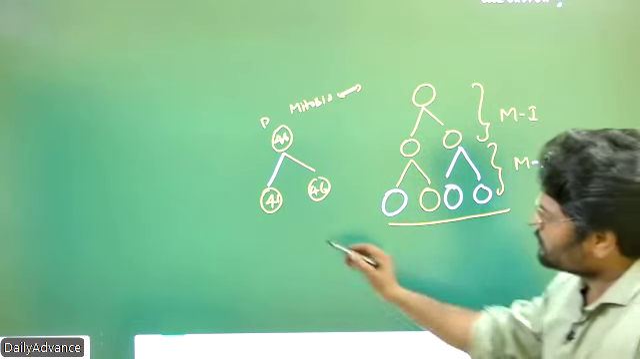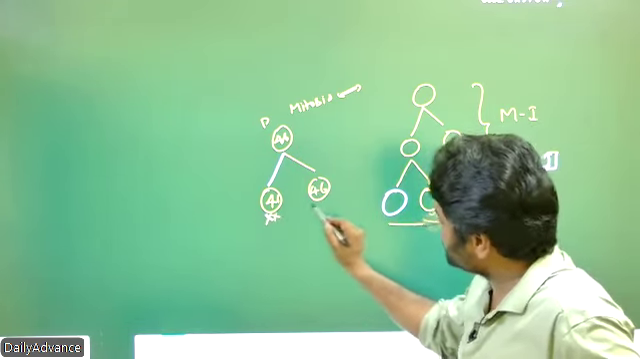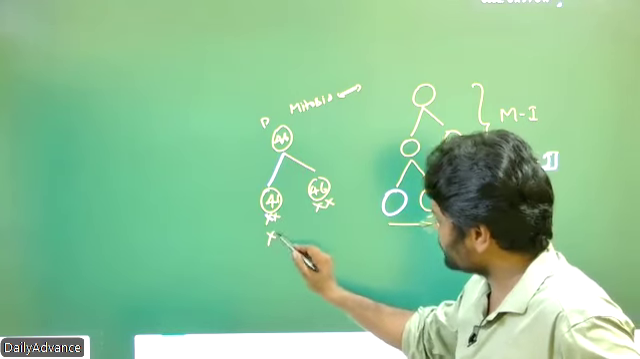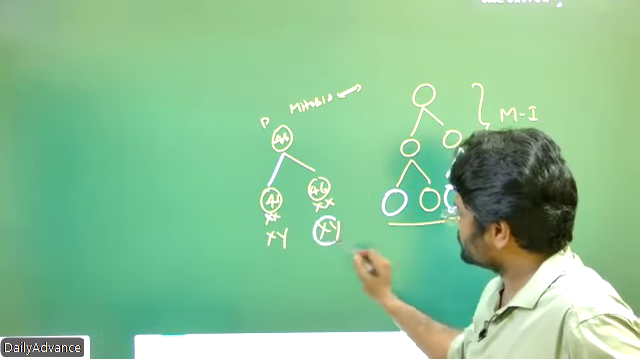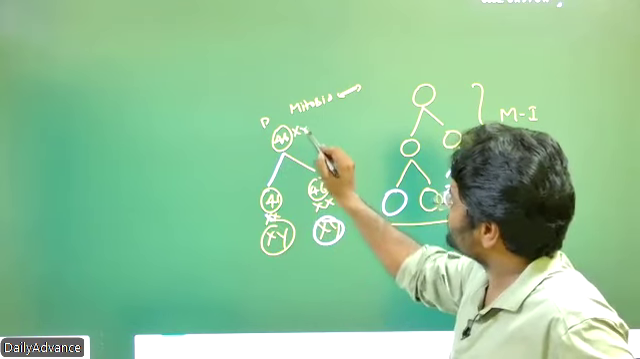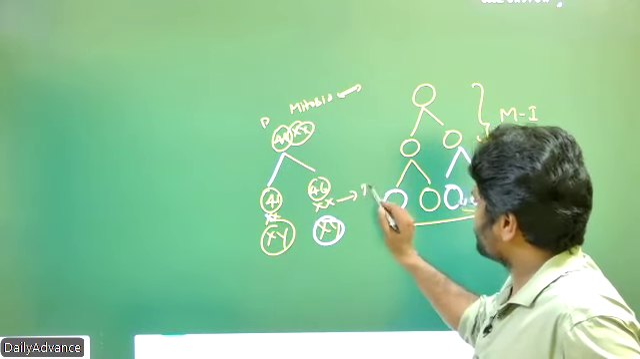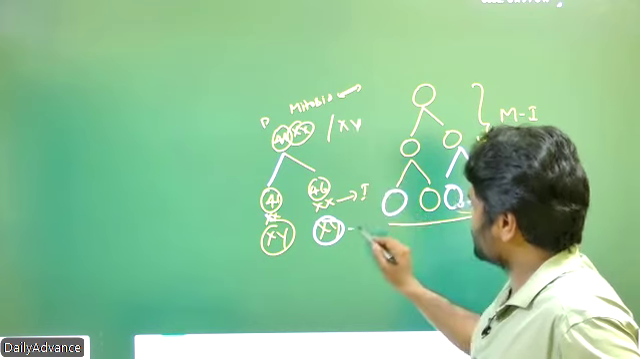Understand? So now if it is XX, this is also XX. If it is XY, this is also XY. So if it is XX, combination one. If it is XY, combination two.